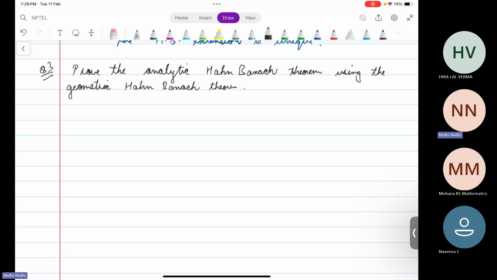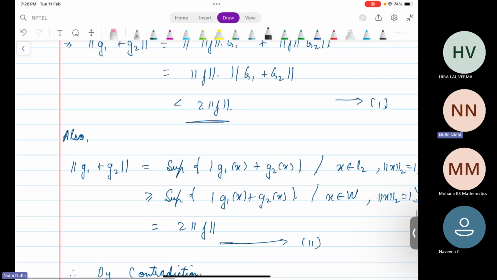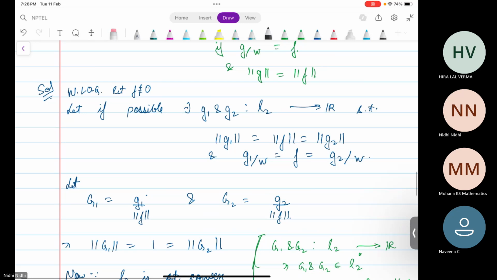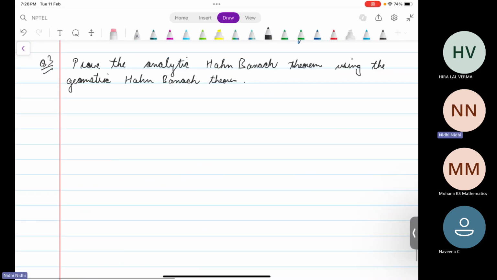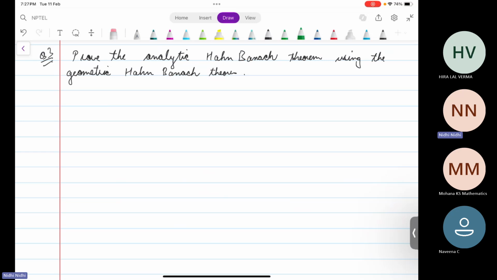So let's first recall what we mean by the geometric version and the analytic version. The version that we had used earlier, this one is basically the analytic one. So I'll just recall it.